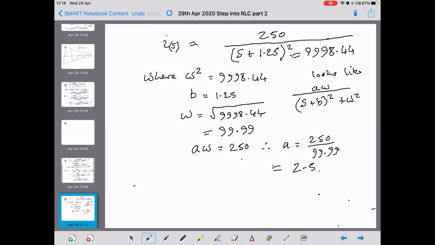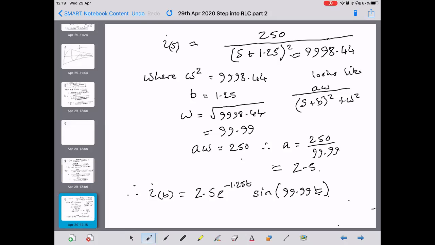So now we've got all the values that we need. We can say, therefore, I of T is equal to A, which is 2.5, e to the minus B, which is 1.25, T, sine omega, which is 99.99, T. So that's how you do it.